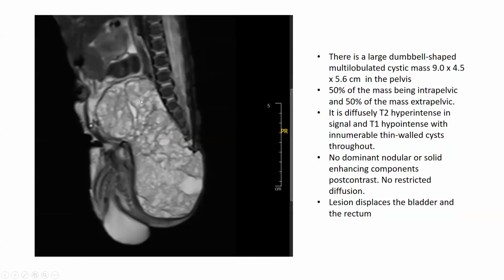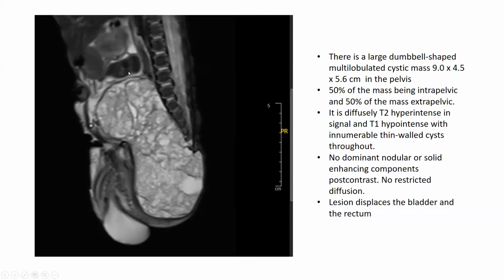And then on imaging, it's quite easy to identify this large dumbbell-shaped, multi-lobulated cystic mass. It's sitting right there. This is the pelvis, so it's sitting in the abdomen and hanging down through the pelvis, and is about 9 centimeters in its widest dimension.